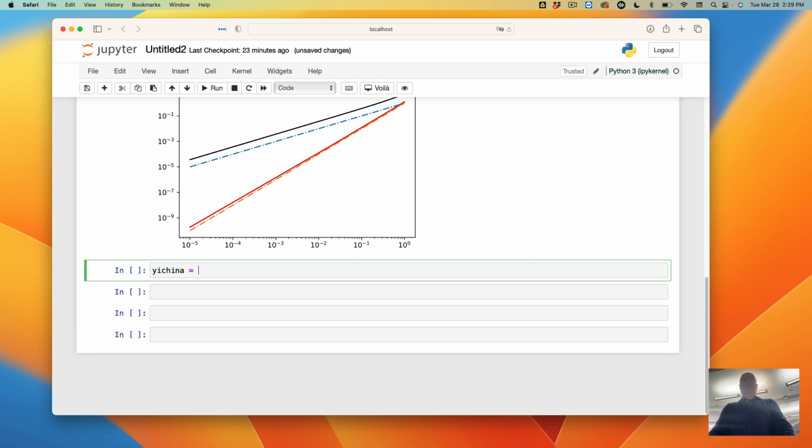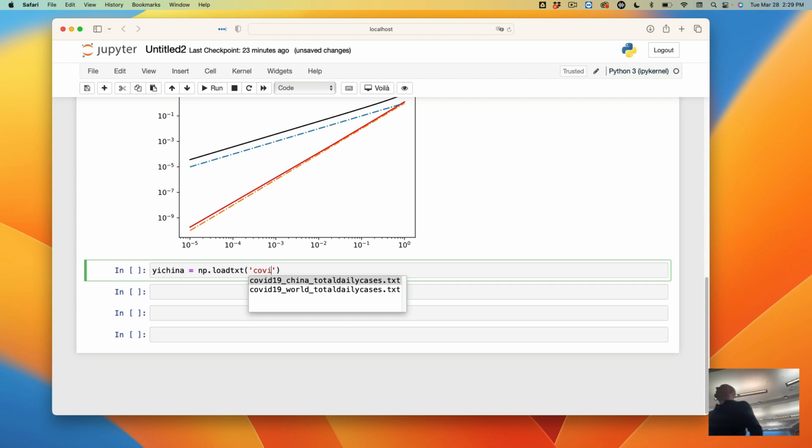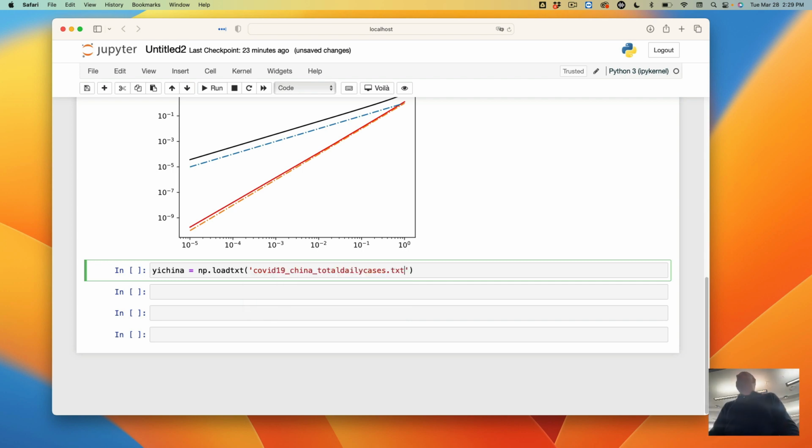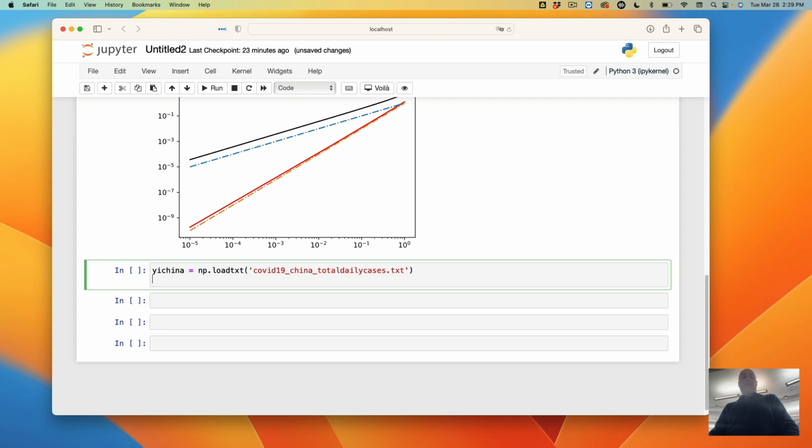So let's see. yi China is equal to np.loadtxt of COVID-19 China total daily cases.txt. And then the yi world. Were you able to find those files on Canvas? Just download them, put them next to your notebook. COVID-19 total daily cases for the world.